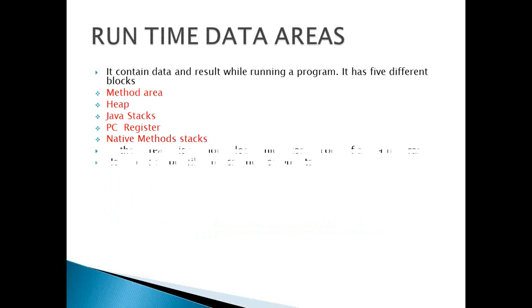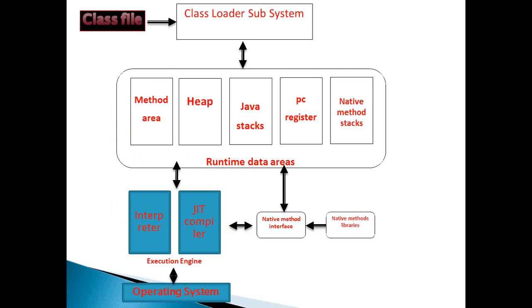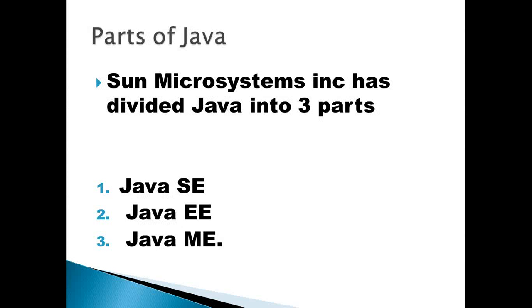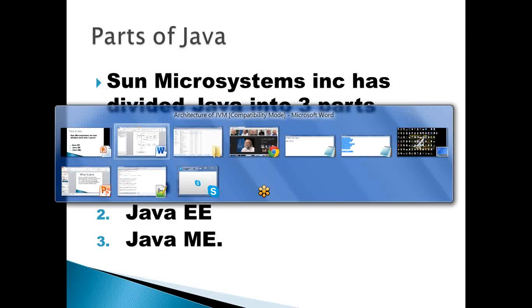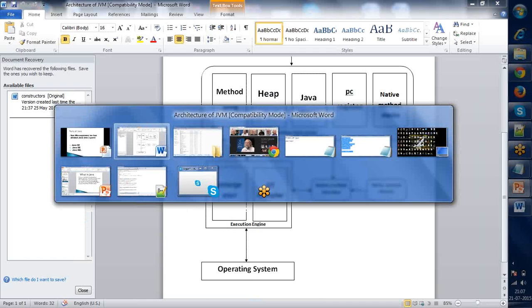Let's go towards another concept, the so-called divisions of Java. Java is basically divided into 3 types. Can someone tell me what the divisions of Java are?